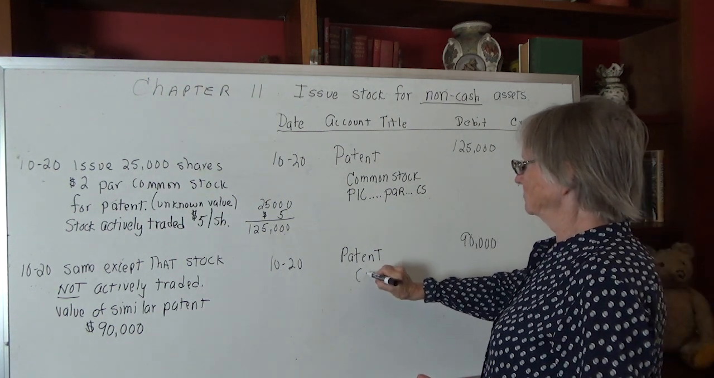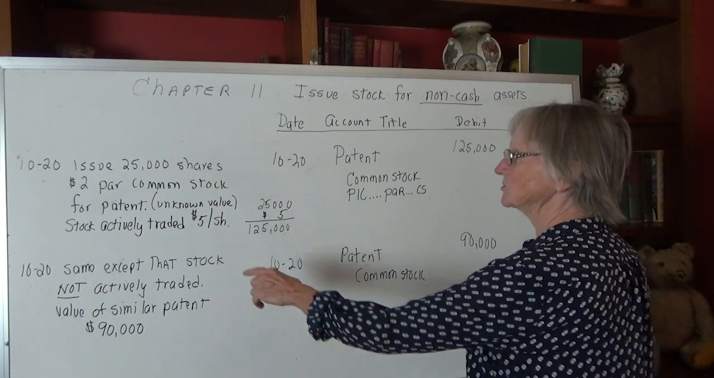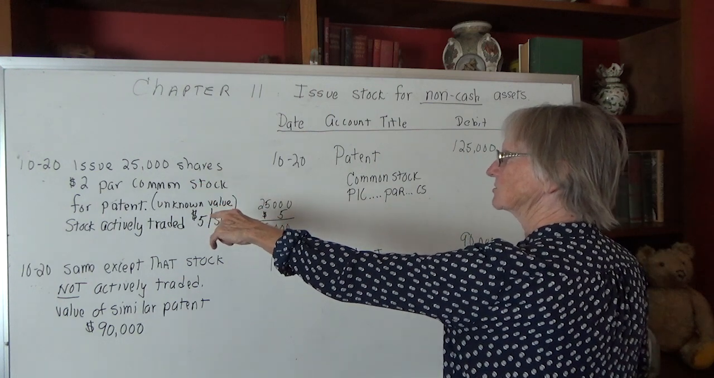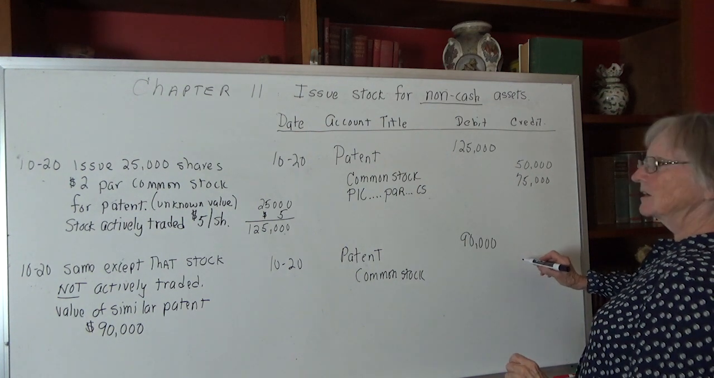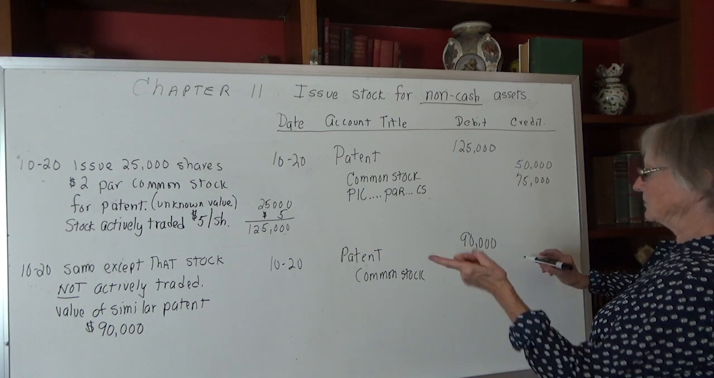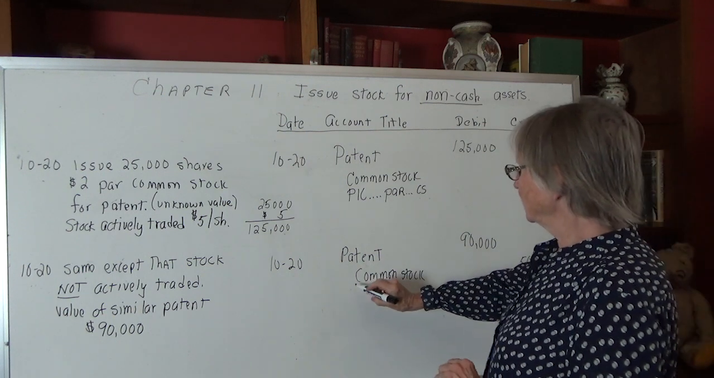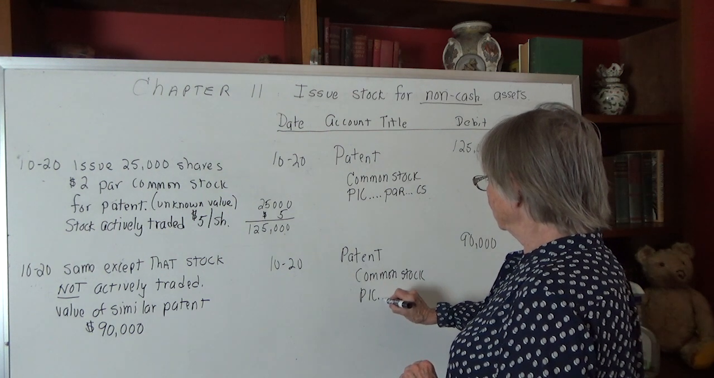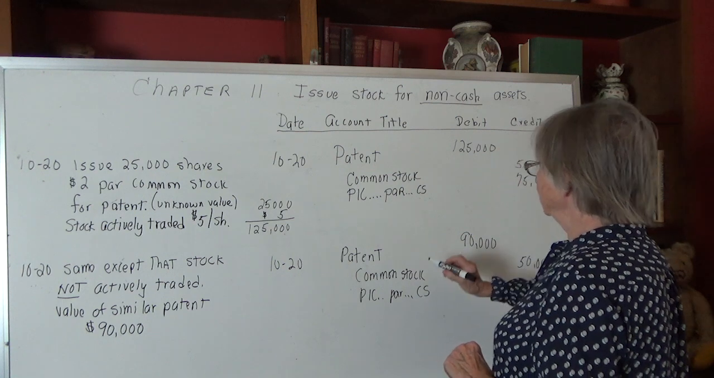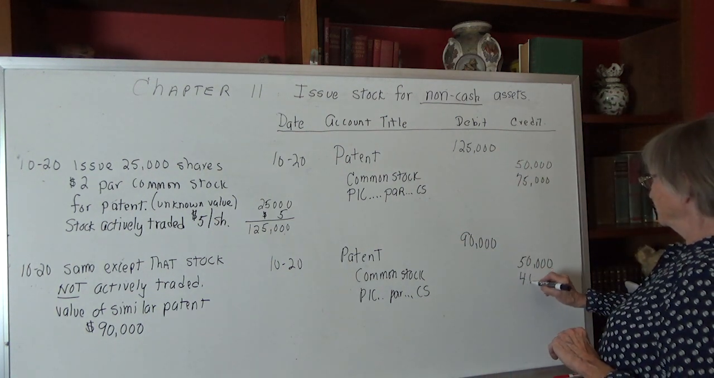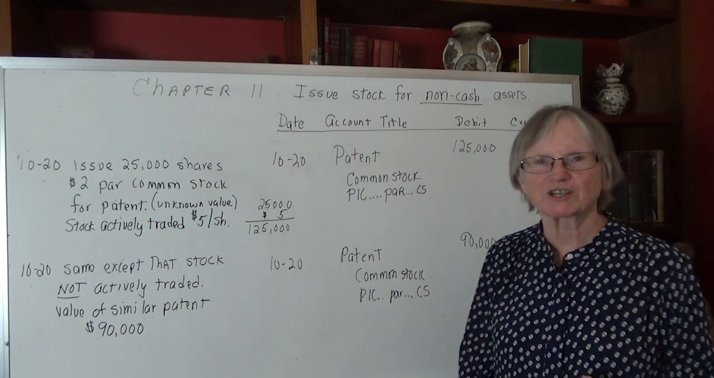Okay, and then we would do our common stock. We issued the same number of shares, 25,000 shares at $2 par. So that would come out at 50,000. Okay, where the stock is not actively traded, this would be in excess of par. We're only going to have additional paid-in capital of the difference between the value of the patent and the par value of the common stock.